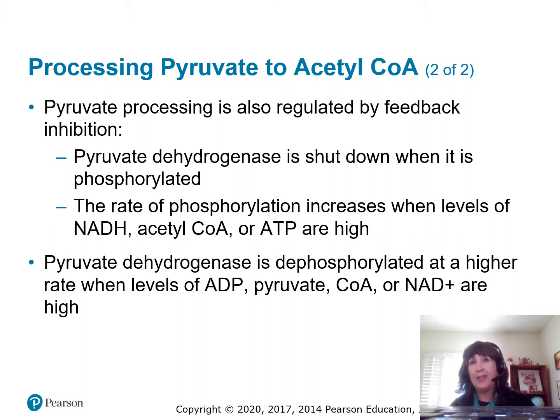Pyruvate processing is also regulated by feedback inhibition. So if there's too much ATP, then pyruvate processing is going to stop. It's just going to stop. Now, if there's not a lot of ATP, then it's going to say, go, let's go. Or if you have a lot of glucose, it might say, let's go. If there's a lot of pyruvate, it's going to say, let's go. So feedback inhibition is going to regulate pyruvate processing. Okay, so here it is. So we have pyruvate processing.